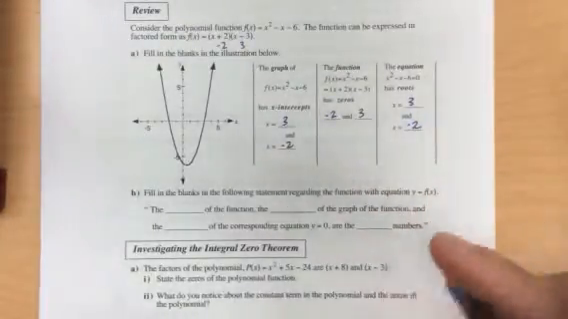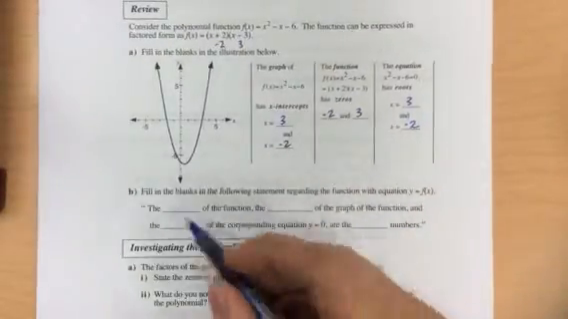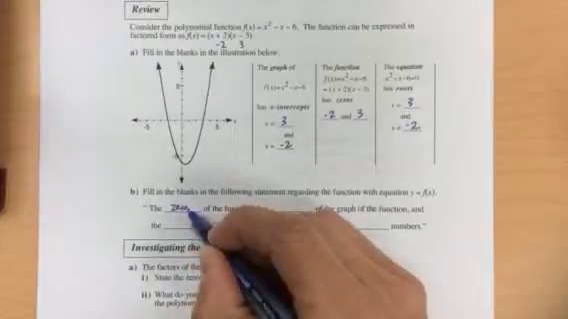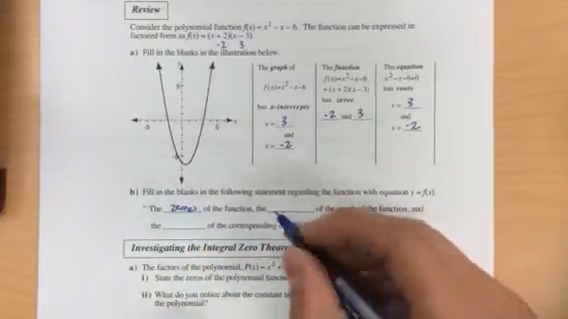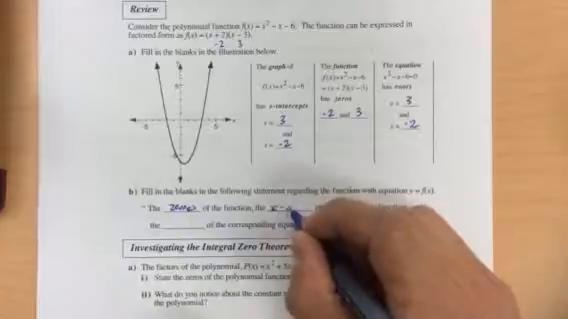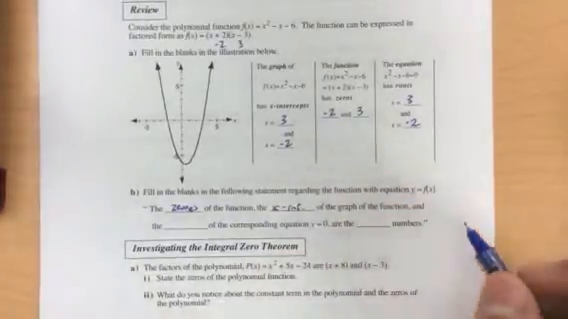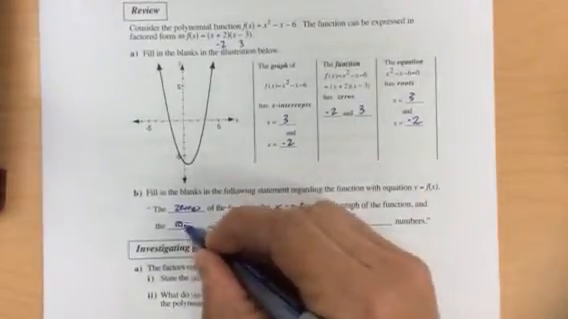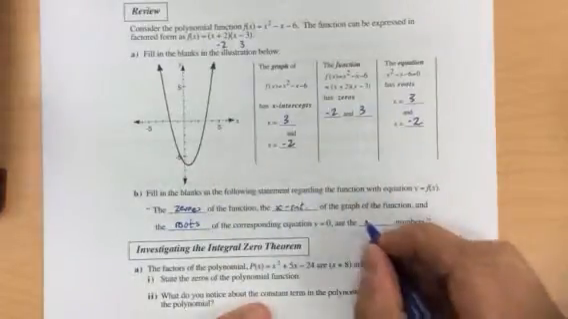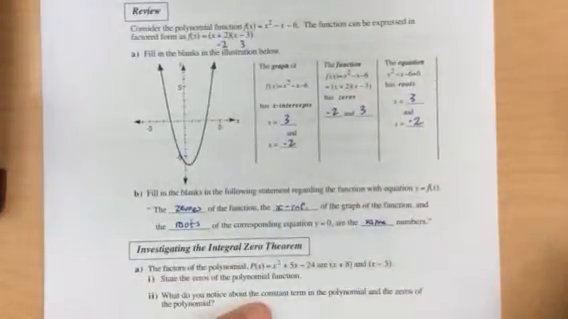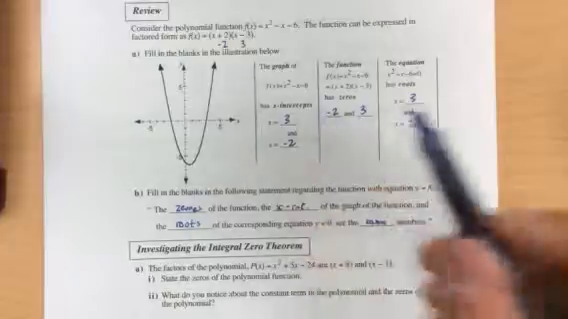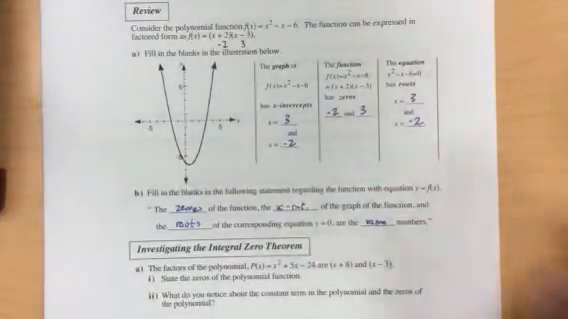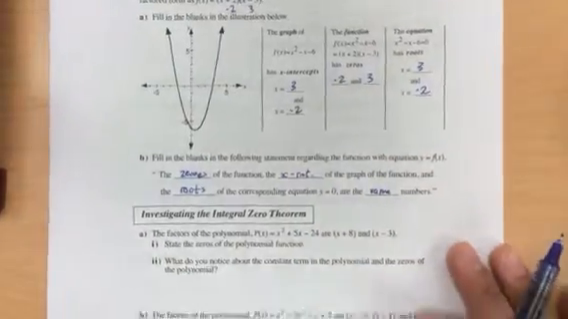Now, when we look at the zeros of the function, the x-intercepts of the graph of the function, and also the roots, you'll remember that they're all the same numbers. Now, why is that useful?